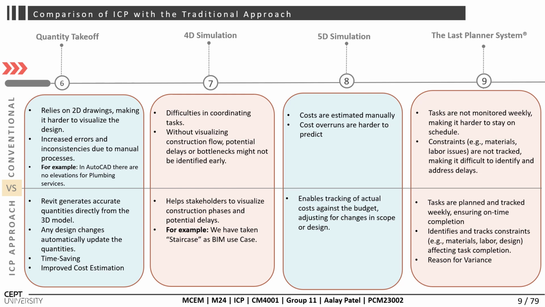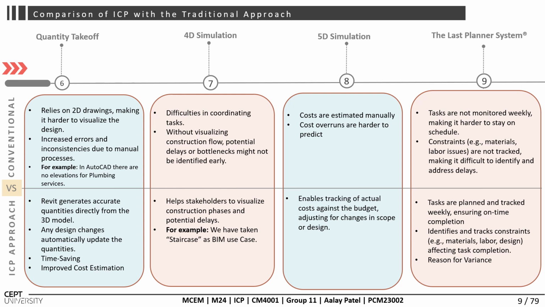Coming towards the quantity takeoff. The conventional method relies on 2D drawings, making it harder. For example, in AutoCAD, there was no elevation for plumbing services. Similarly, in the ICP approach, Revit generates accurate quantities directly from the model. Design changes are automatically updated in the quantities. It is time saving and cost saving also.